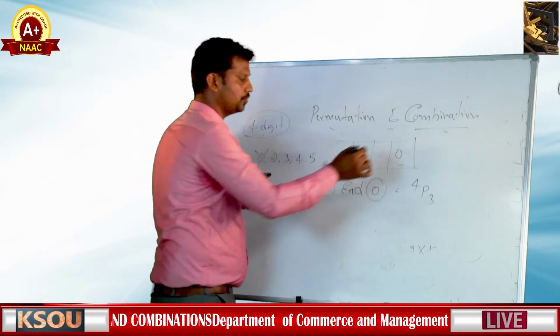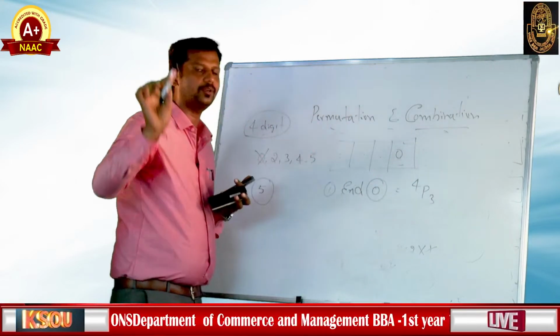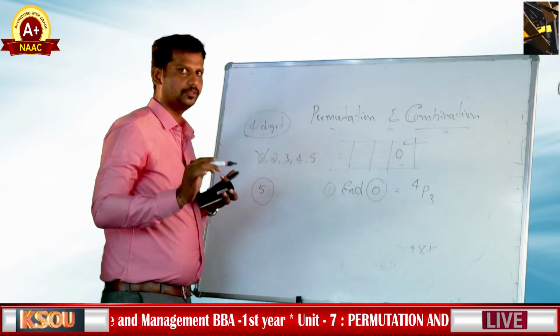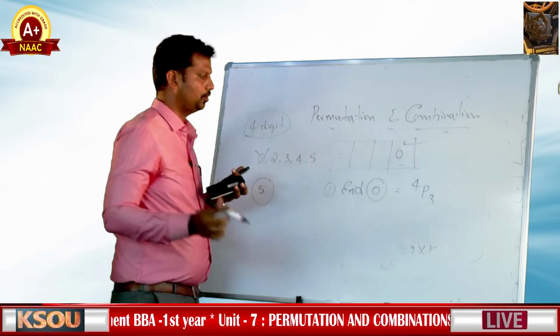So there are no chances. The last digit will be blocked. What is blocked? It will be only 0. There is no alternative. So what is remaining?